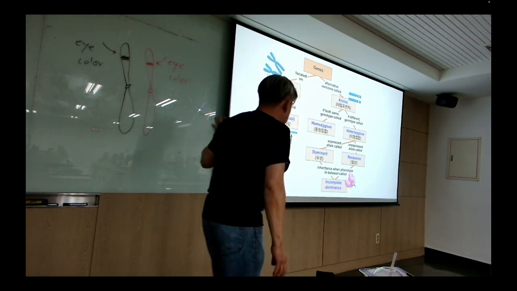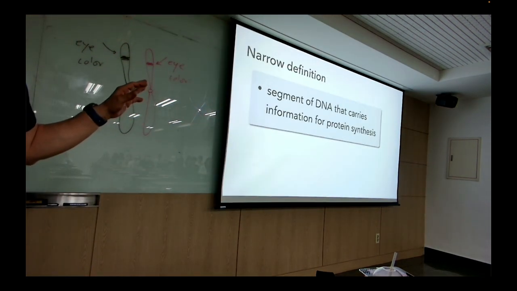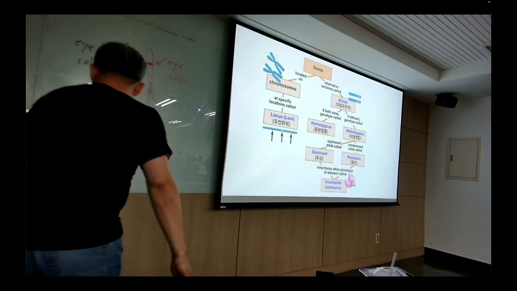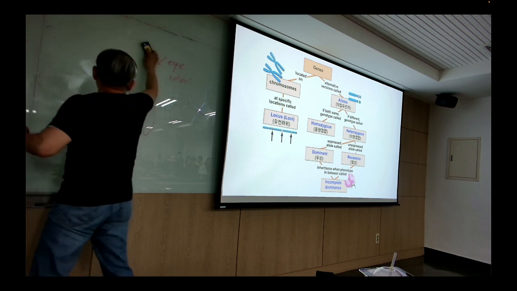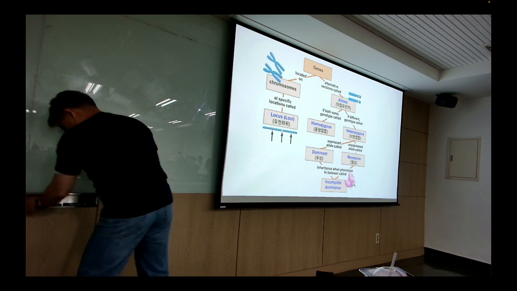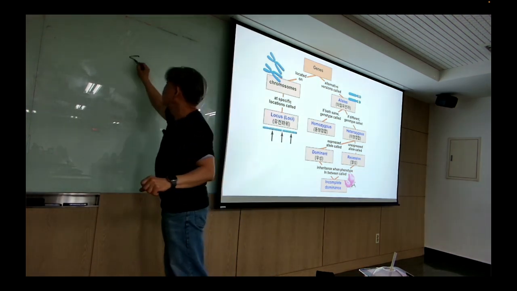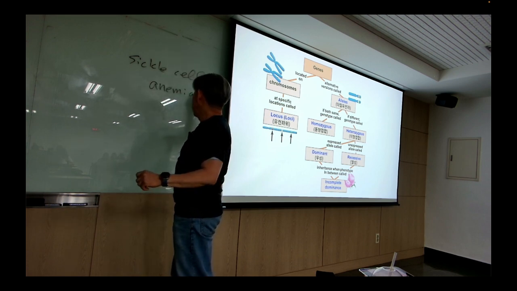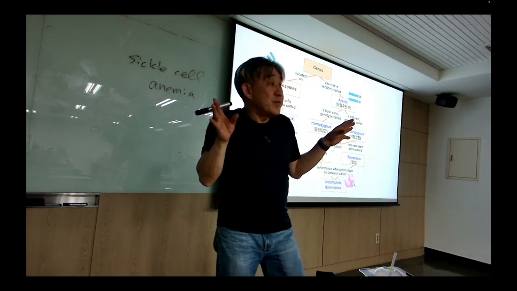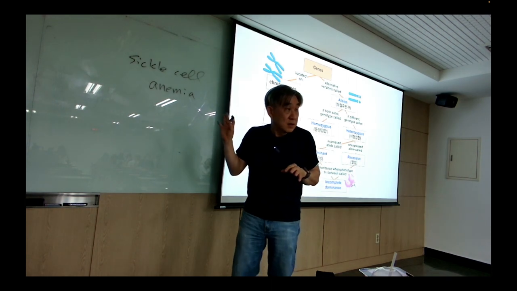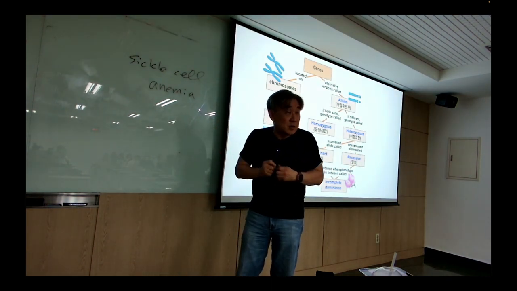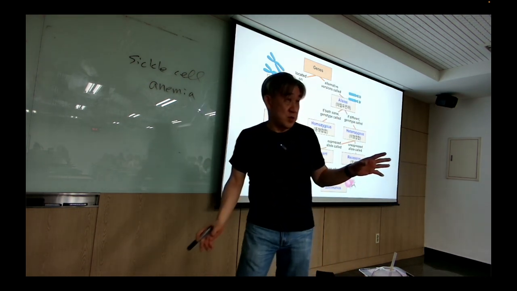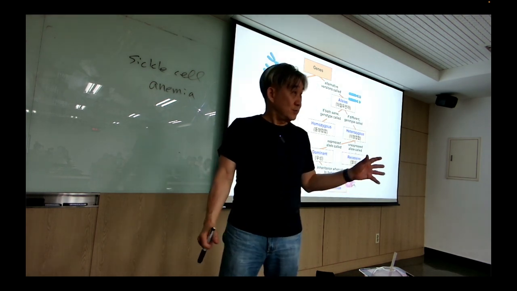Let's say sickle cell anemia. You still remember sickle cell anemia? The mutation occurred in what? The hemoglobin gene. Okay. Is this recessive or dominant? Recessive? How do you know?